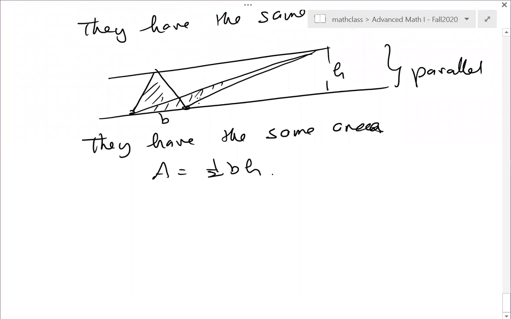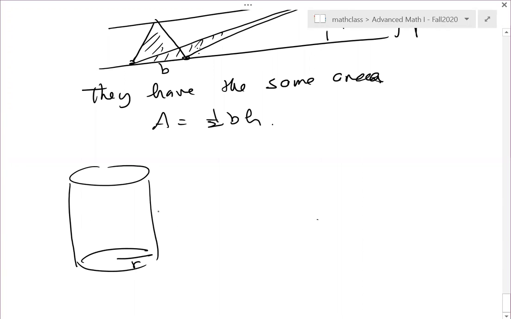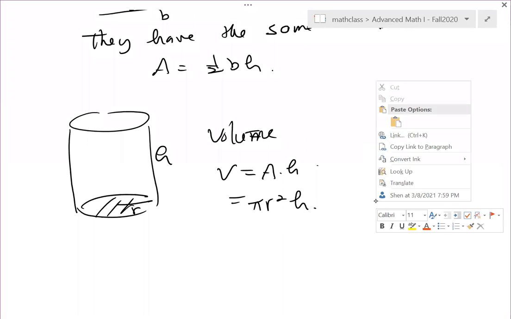And the prism is a special cylinder with a rectangular cross section. But I just said that the cross section could be a triangle, could be a circle, right? It's a cylinder. If it's a circular cylinder with radius r, and this is the height, the volume is going to be the base area A times the height h. So the base area is pi r squared, and the volume is pi r squared h. So the area of the circle at the bottom times the height gives us the volume.